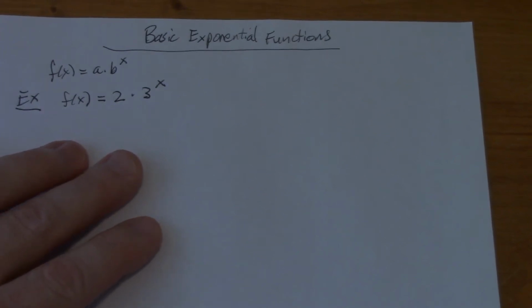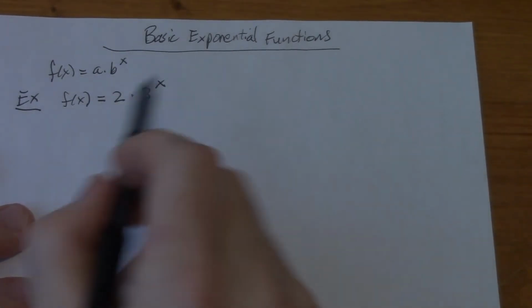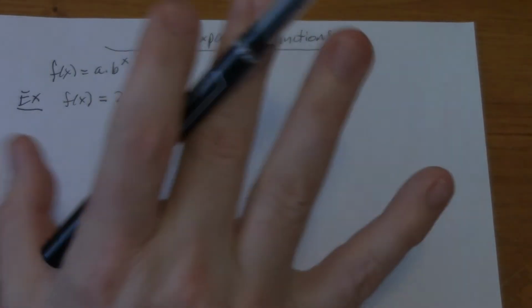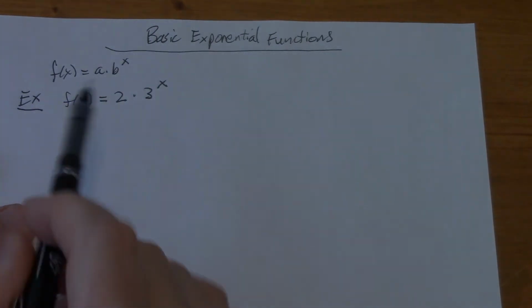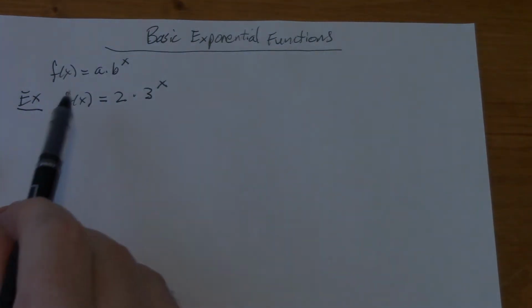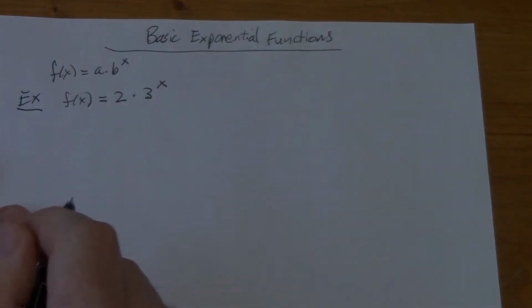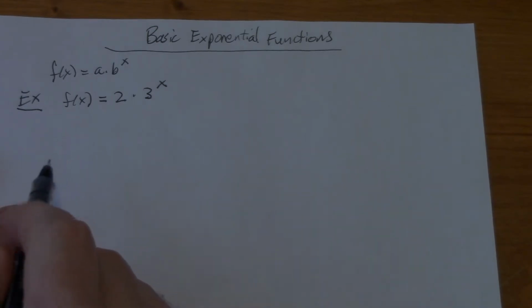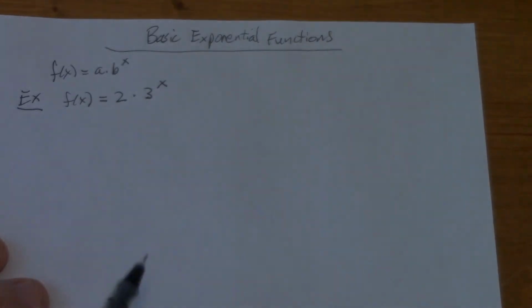Alright class, in this video we're going to talk about basic exponential functions. So a basic exponential function is f of x equals a times b to the x. Now let me specify when I say basic. We're expecting, when we're talking about basic exponential functions, for a and b to both be integers. Okay? If they're not integers, then you need to use another format. And we'll talk about that.